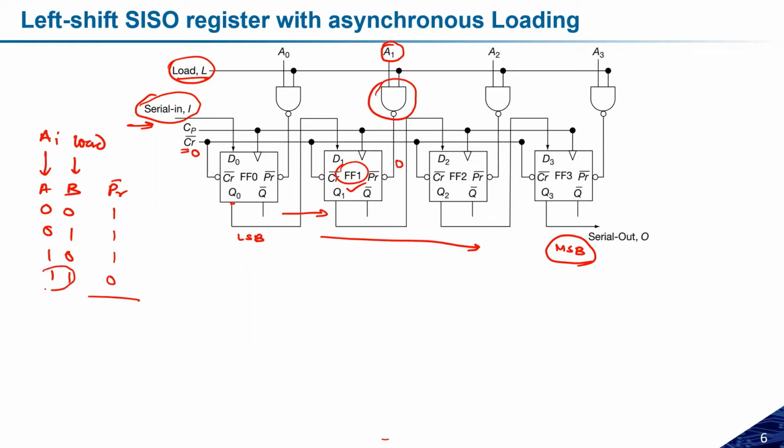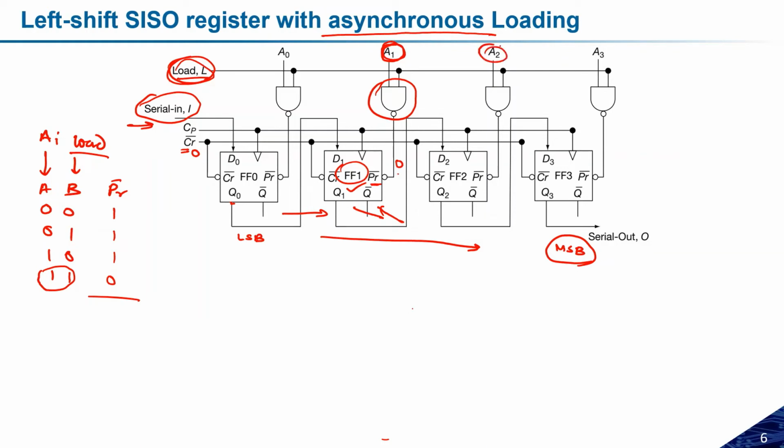So A1 and the load, both the signals should be 1. Let me repeat what I'm saying. To preset any of the flip-flops, this PR complement should be 0, because this is active low. To make it 0, A1 and the load should be at logic 1. Then this will give you the 0 and that will preset, and with the asynchronous kind of operation, we can change the data in any particular flip-flop.